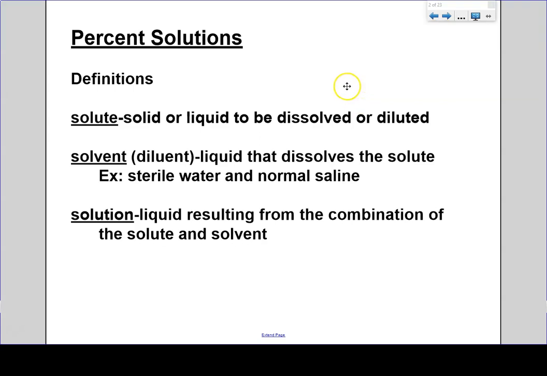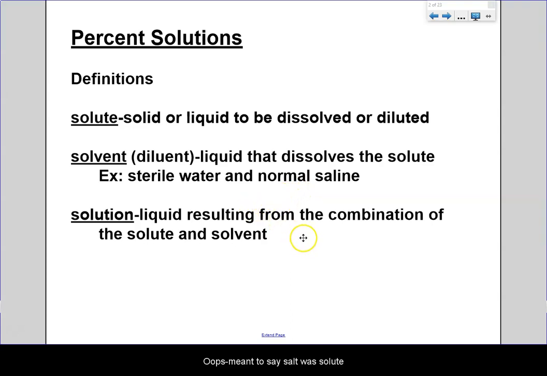Solute is the solid or liquid that is to be dissolved. This is going to be something like either the medication or the drug, or it possibly could be like salt in a saline solution. The solvent is the liquid that dissolves the solute. This is typically water, or it could be some other liquid that a drug would be dissolved into, for example sterile water or normal saline. For example, with an IV bag, a drug might be put into a bag of normal saline to dissolve it.